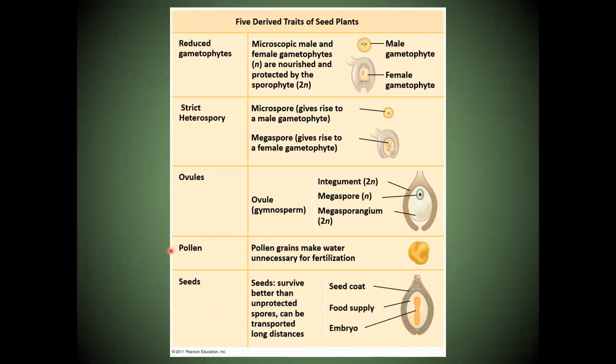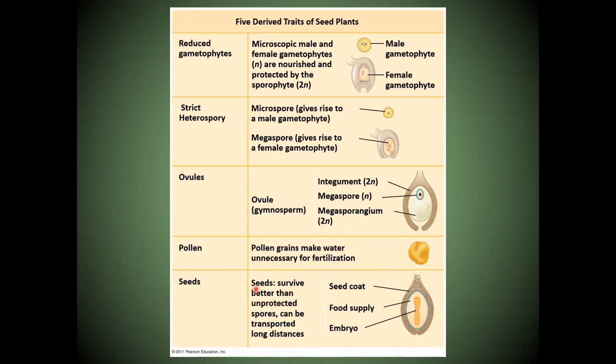Pollen grains make water unnecessary for fertilization, because for the pollen grains to spread, they don't require water, unlike the sperm you saw in ferns and mosses, right? So that is a really important character, because now gymnosperms are independent of access to liquid water, standing water, for fertilization to take place. Now, where is the microspore? The microspore is actually located inside the pollen grain.